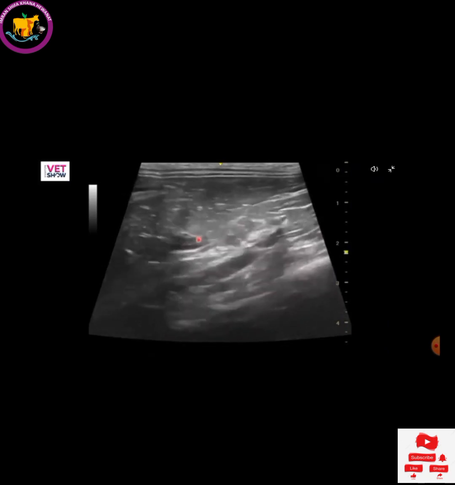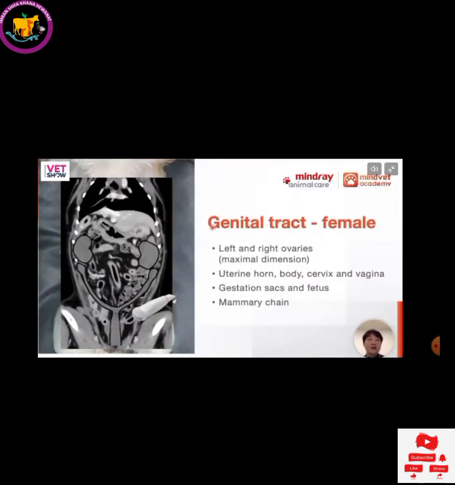The next organ that you should observe is the genital tract. We will start with the female genital tract. The cervix, uterine body, horns, and ovaries are considered part of the standard abdominal ultrasound assessment in an intact dog or cat. The uterus is located dorsal to the urinary bladder and ventral to the descending colon and rectum. The ovaries are located in the region of the caudal renal pole.